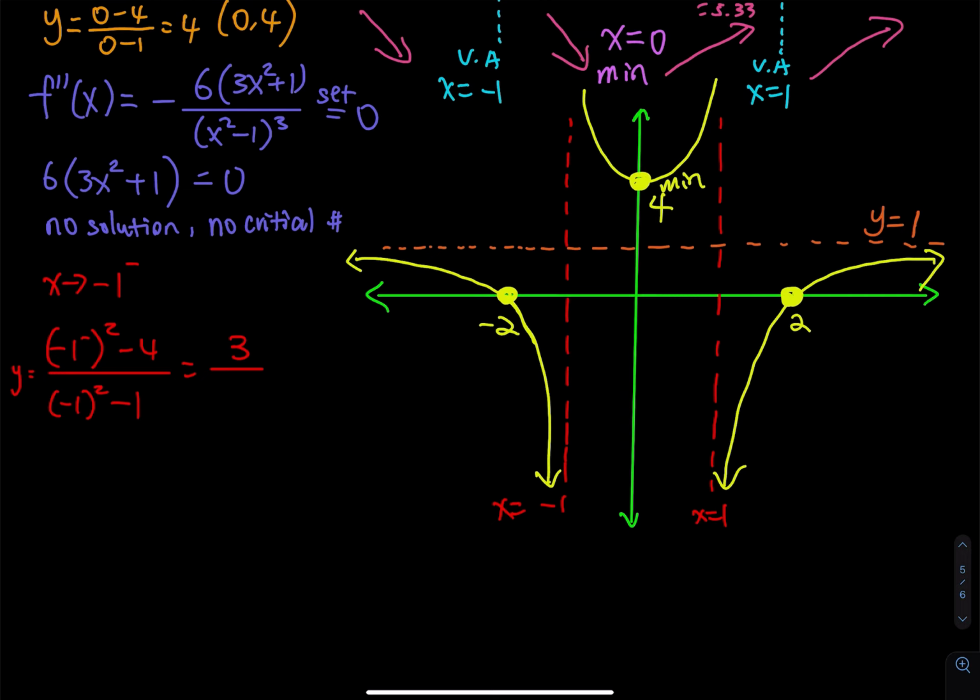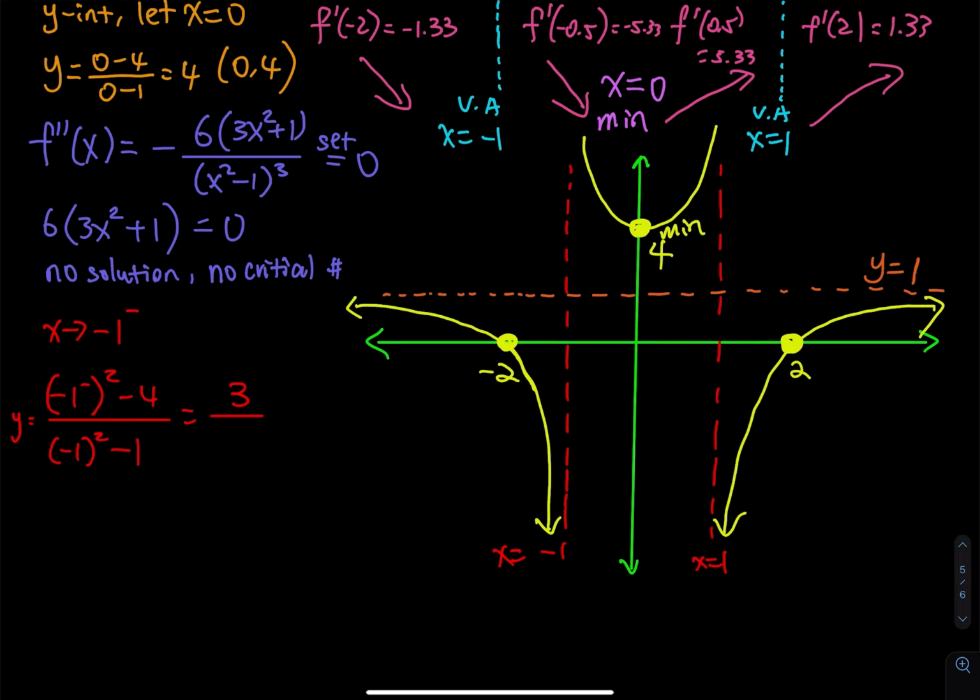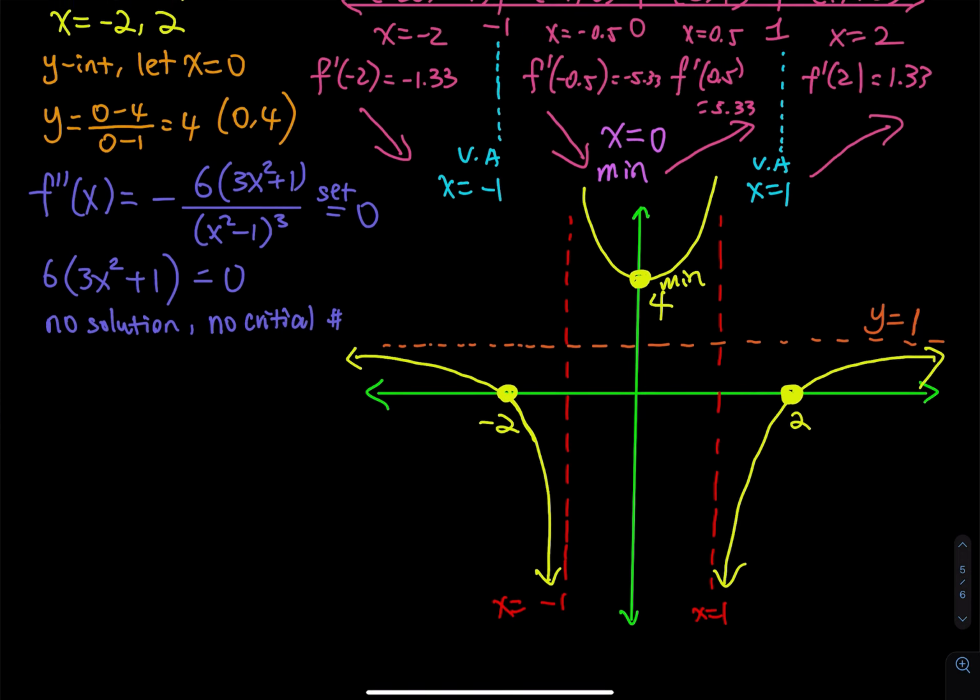To be honest, we don't really need to do this. So instead of doing x approaches negative 1, I will just erase it. I won't put this on my paper, because using the sign chart is already enough to sketch the graph. So instead of doing something more complicated, let's forget it. So cut. Alright, so that is the end of this video.